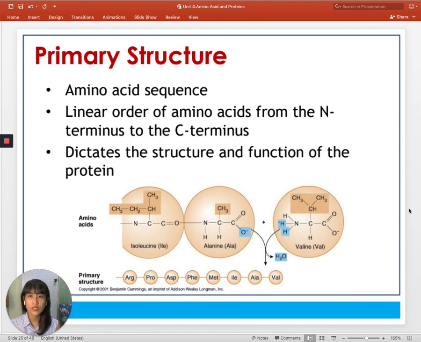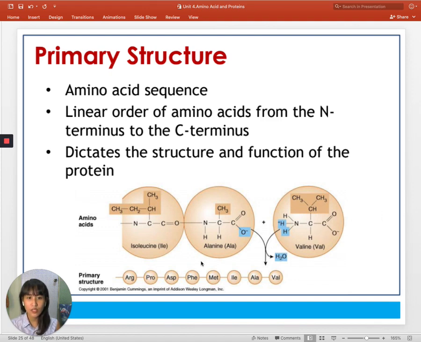We now first discuss the first structure or the primary structure. So the primary structure is about the amino acid sequence. So it contains all the amino acid sequence. The linear order of amino acids from the N terminus to the C terminus. It dictates the structure and function of the protein.